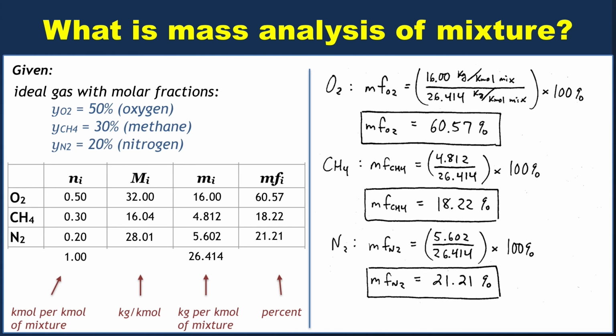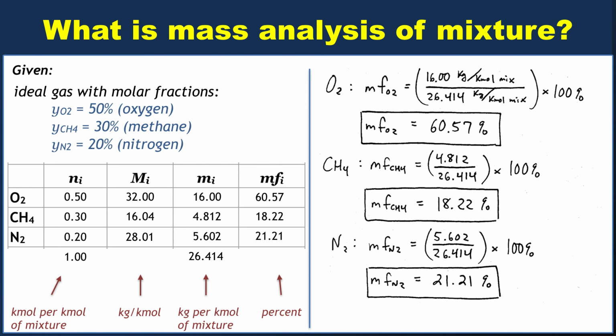Few things to note. One is, these mass fractions are telling us by mass how much of the mixture is made up by a particular substance. So this means that by mass, oxygen, for example, makes up over 60% of the mixture, even though it was only 50% of the mixture by mole. That makes sense. The different molecules have different molecular weights, so their mass weighting is different than their molar weighting.